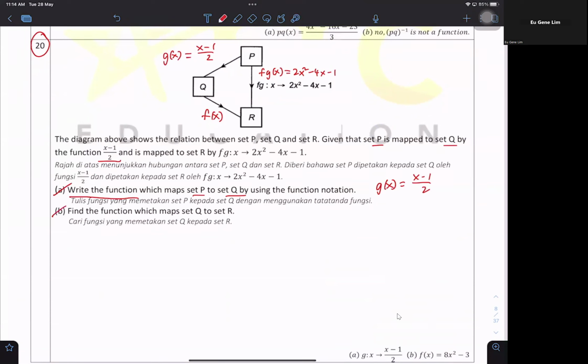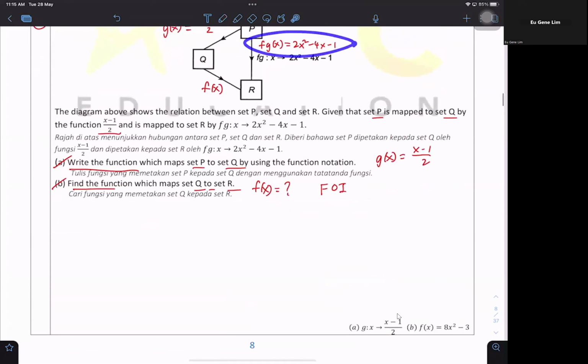Okay, question B. Find the function that maps Q to R, which is f(x). So this question asks you to find f(x). They want the function that is Q to R, meaning they want f(x). And how to find f(x)? You see, the function f is on the outer part of the composite. So this question is find outside. Find outside inverse.